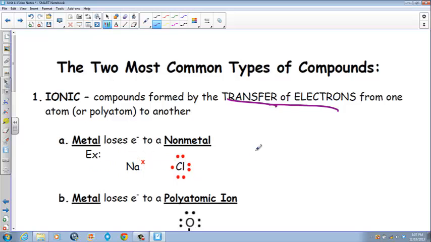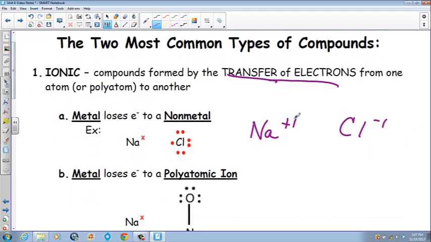Sodium chloride. Sodium has a +1 charge. It will give up 1. Chlorine has a -1, so that means it will gain that. So they will bond together because one, it balances the charges out. So there is a conservation of charge there.